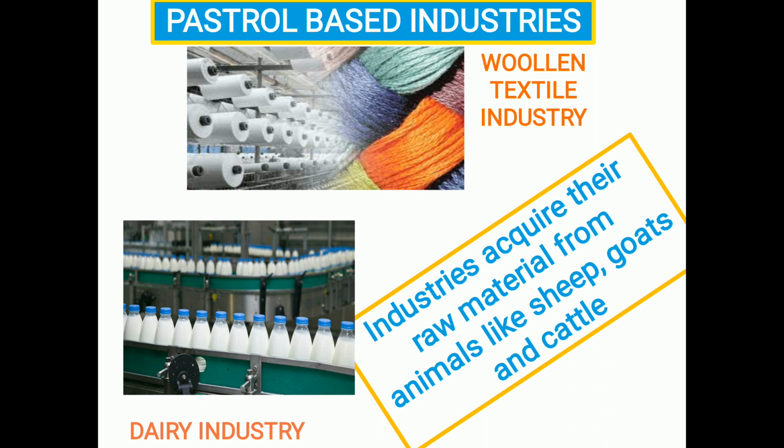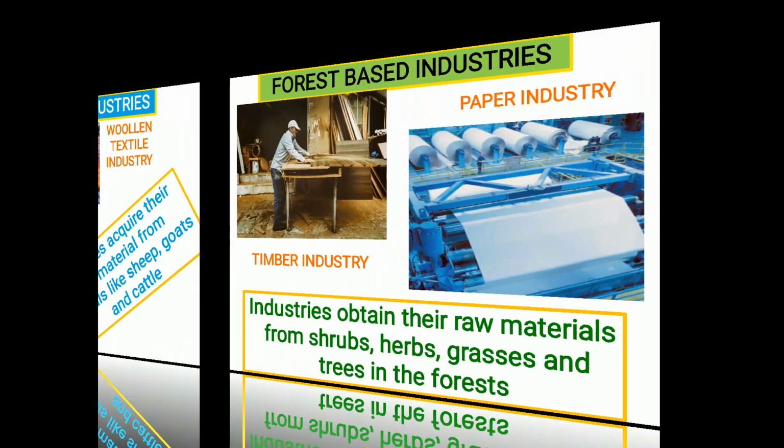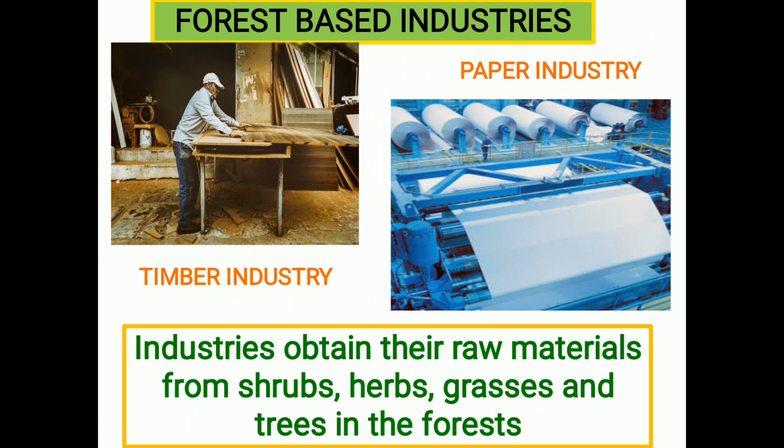So based on the source of raw material, the industries are classified as agro-based industry, mineral-based industry, marine-based industry, pastoral-based industry, and the last one is the forest-based industry, which obtains the raw material from shrubs, herbs, grasses and even trees in the forested area. These industries use wood or wood pulp as their raw material. For example, paper industry, timber industry.